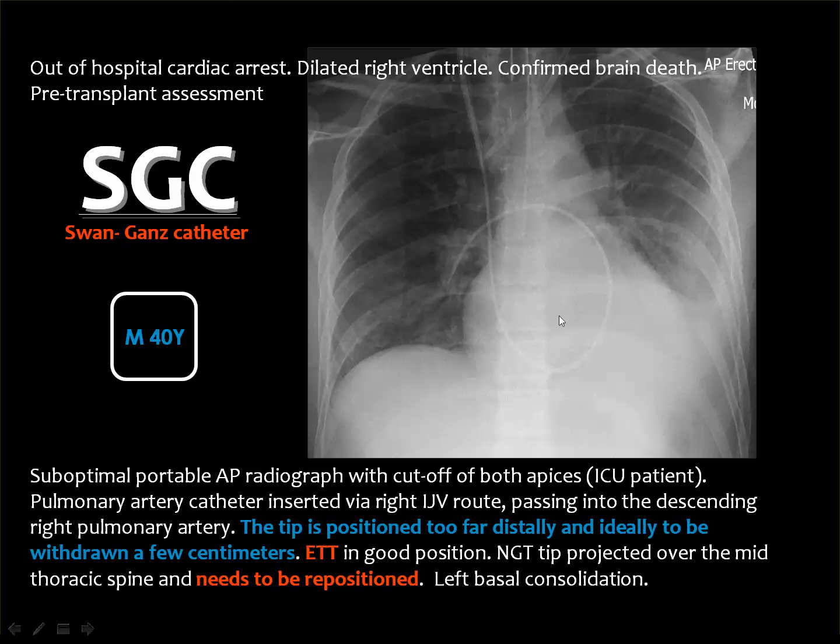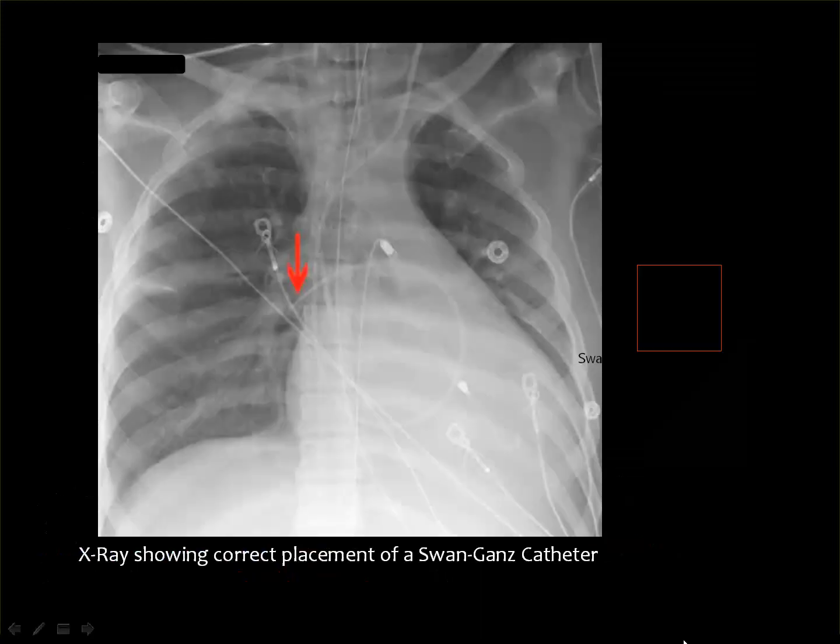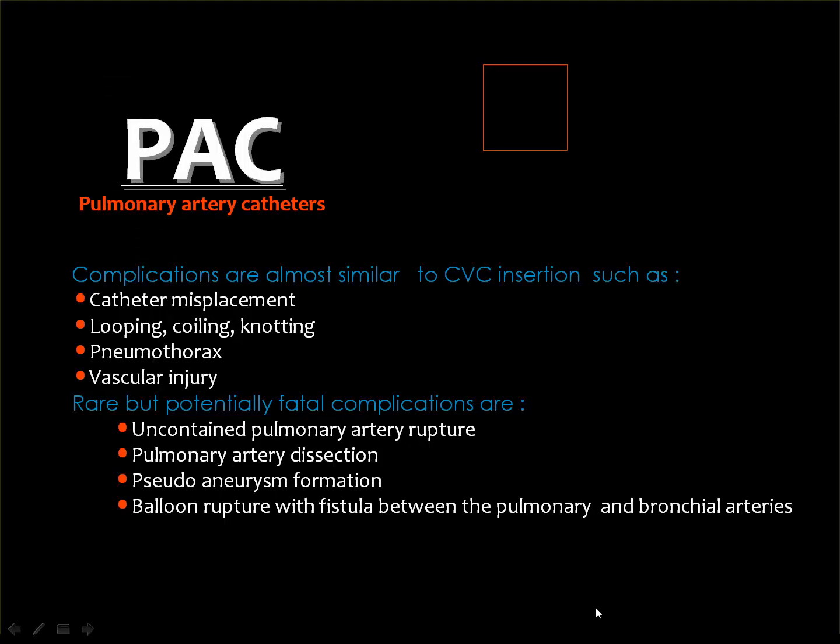As you have known, the plain X-ray of the chest plays an important role to judge the position of the catheters and the tubes, and also to see the possible complications. This is a good position of the Swan-Ganz catheter tip, and you see the tip is here, which is in the range of about 2 centimeters from the hilum.